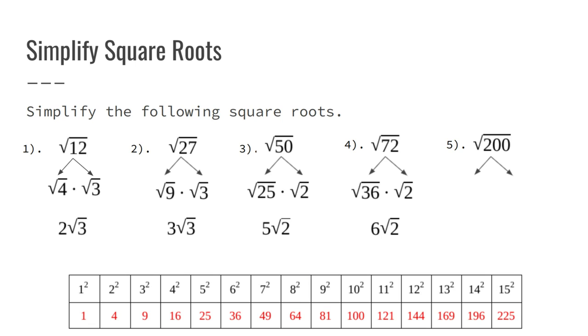And then finally, 200. 200 is going to fall between 225 and 196, and I'm going to work my way down my list. So 200 divided by 196 is not an even number. 200 divided by 169 is not a whole number. 200 divided by 144 is not a whole number. 200 divided by 121 is not a whole number, but 200 divided by 100 gets me 2. So I can split 200 into the square root of 100 times the square root of 2, which will end up as 10 times the square root of 2.